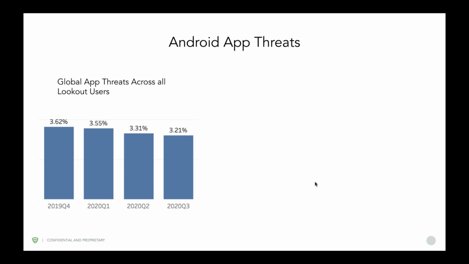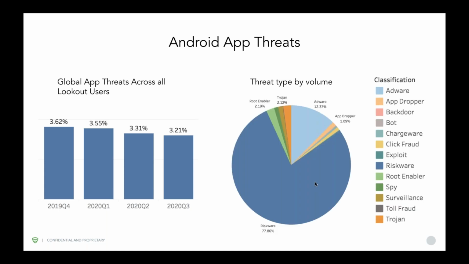The other piece of this is, as you can see, there's a breakdown in terms of the type of threats by volume that we see. And you can see there's a large proportion attributed to riskware. What I'd like to do now is plug Andy in a little bit more to highlight a few of these areas that might be useful for the audience.